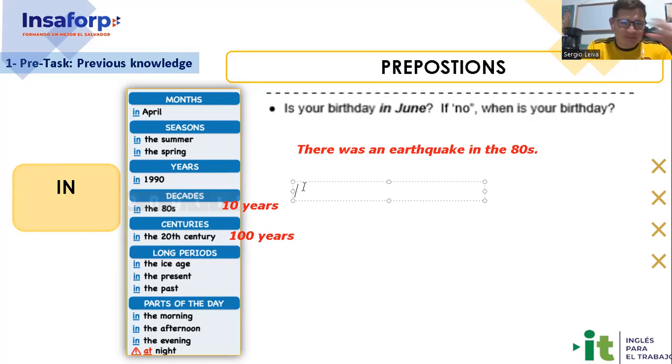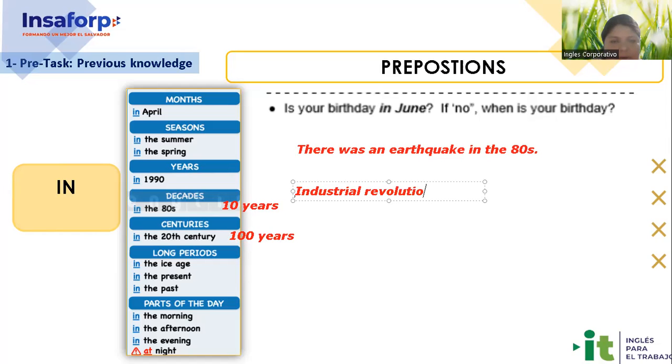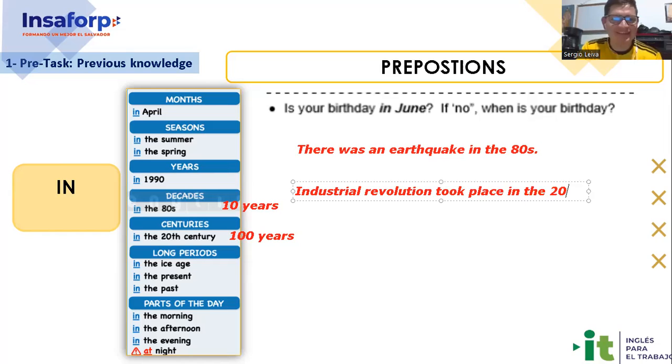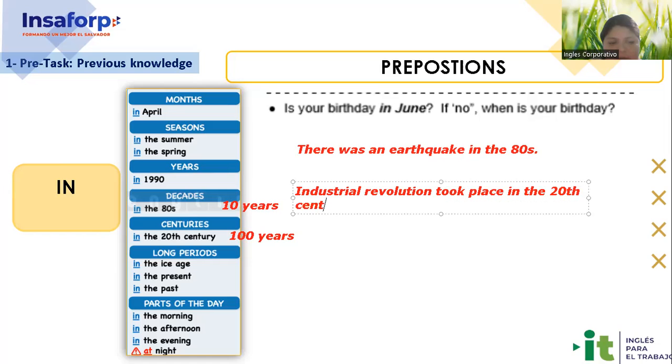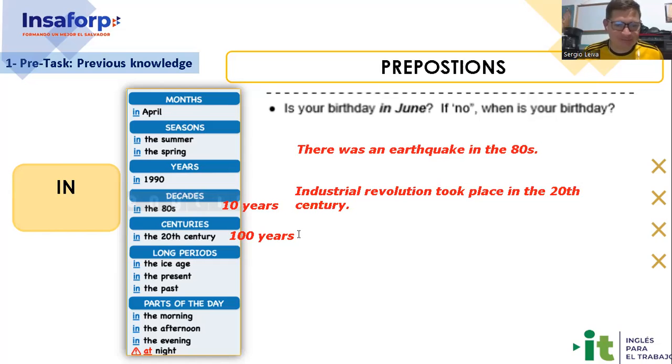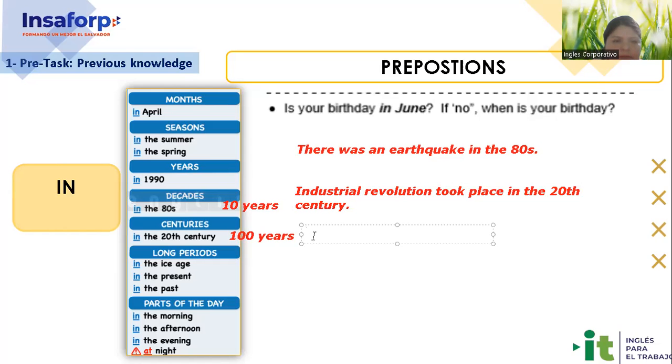Maybe industrial revolution. Industrial revolution took place in Great Britain in the 20th century. La revolución industrial tuvo lugar en el siglo 20. The 20th century. Okay, so we also have some expressions.